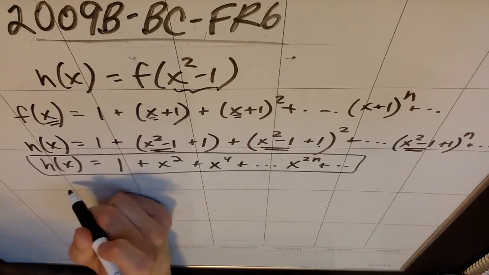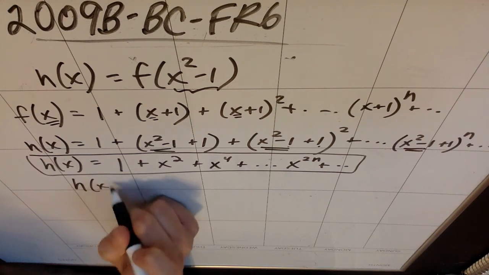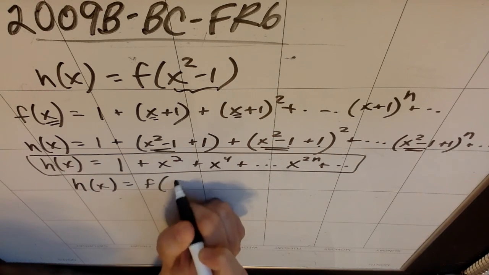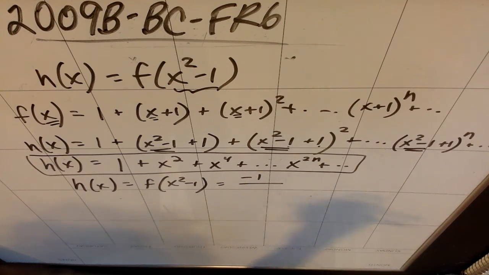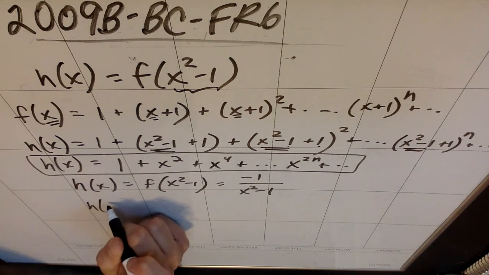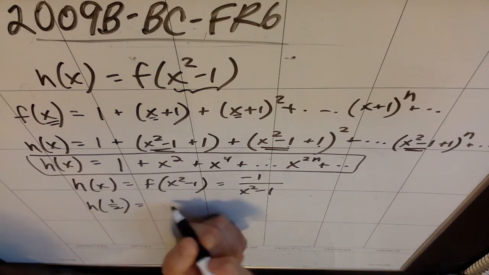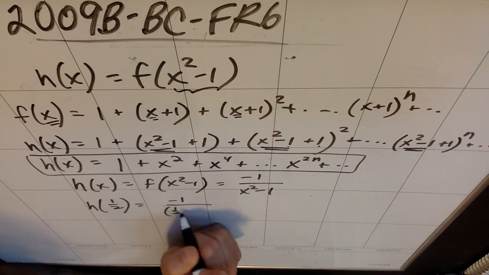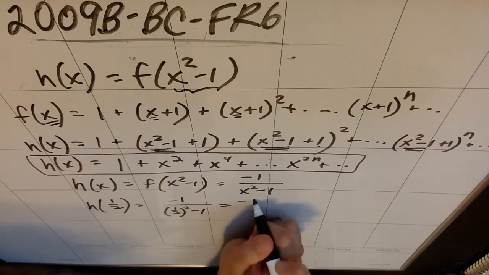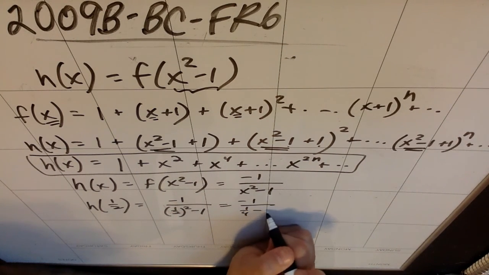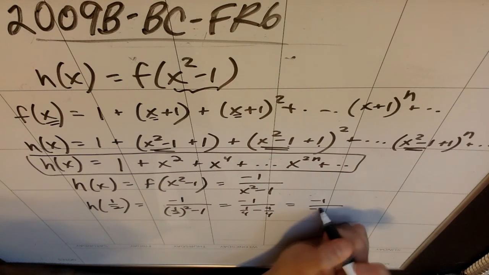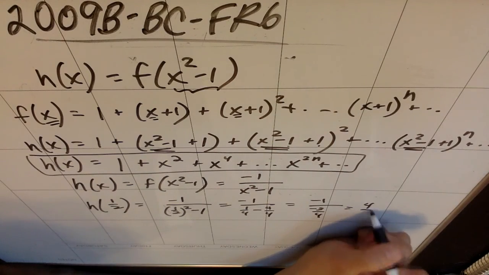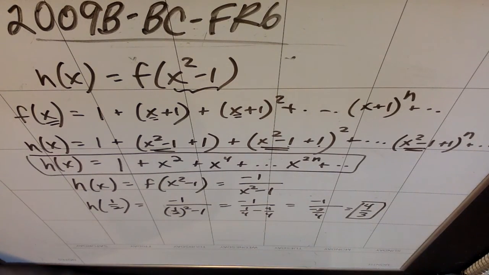So when I'm actually asked to find h of 1/2, remember that h of x is f of x squared minus 1, but we know what f is. f was negative 1 over x, so that would be negative 1 over the stuff here, which means that h of 1/2 should be negative 1 over 1/2 squared minus 1, which is negative 1 over 1/4 minus 1, which is 4/4. So that's negative 1 over negative 3/4. So I'm pretty sure I get 4/3. So h of 1/2 is 4/3.